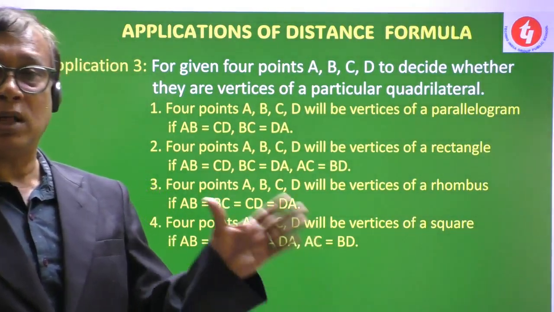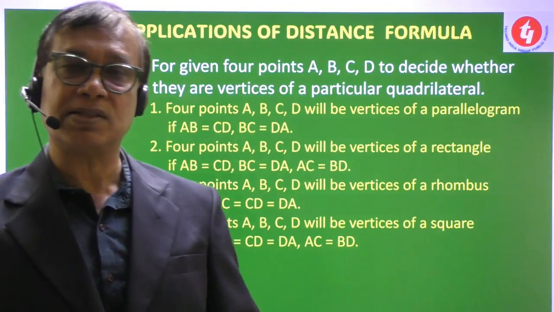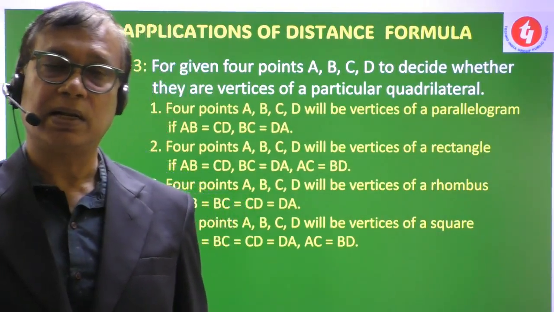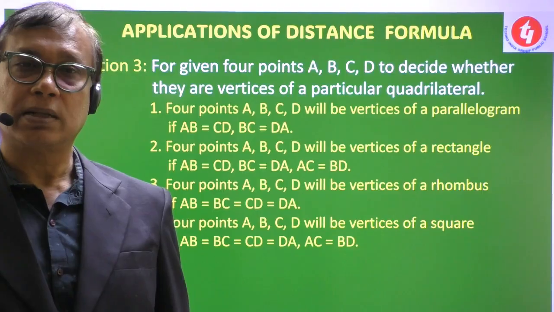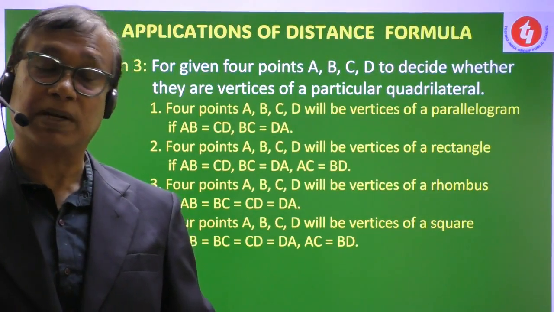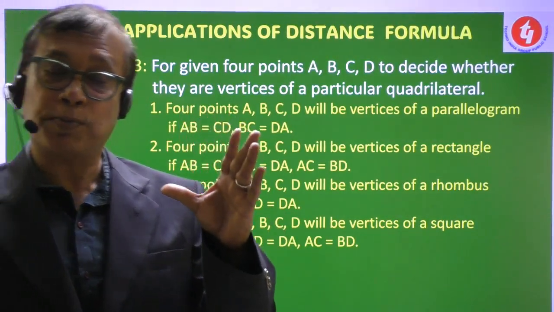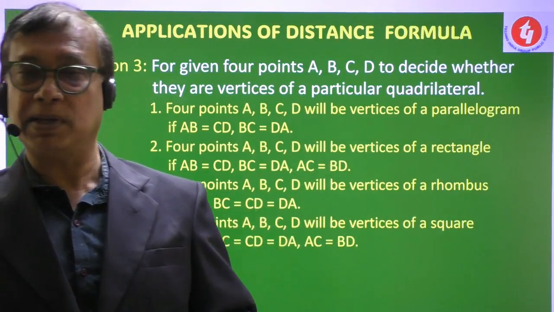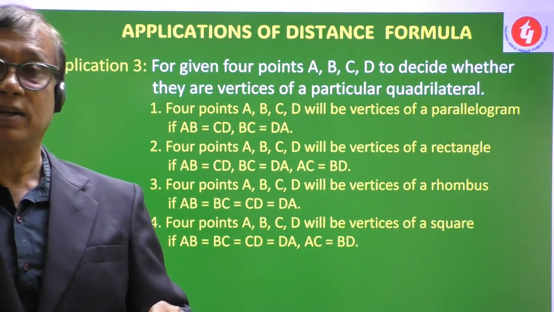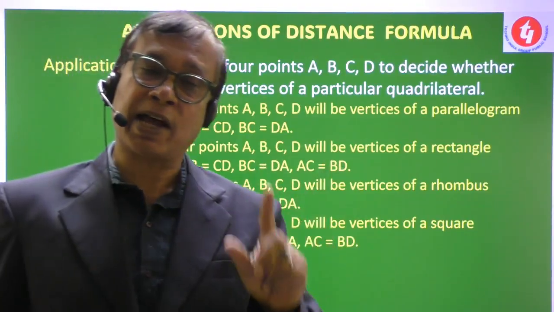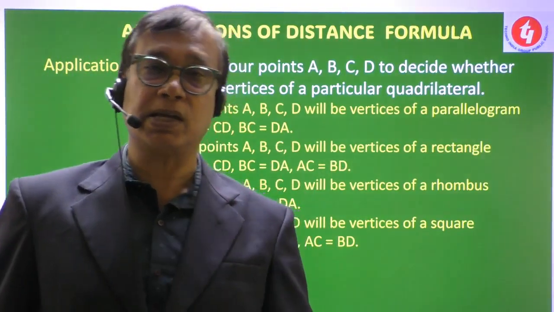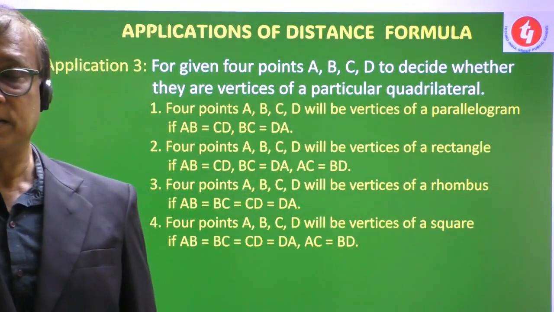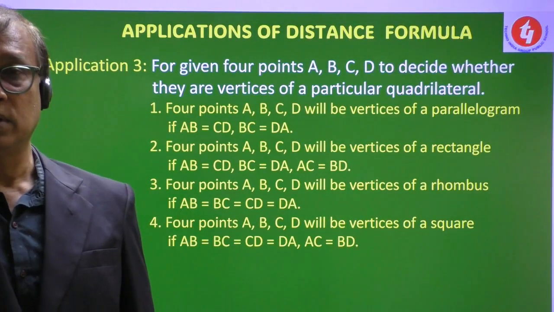And if we see all sides are equal and diagonals are unequal, then also we can say rhombus. But to prove rhombus, if we show only that the four sides are equal, then we can say it is a rhombus. But to prove square, all sides are equal and diagonals are equal, that we have to show. Is it clear? This is a very important point.